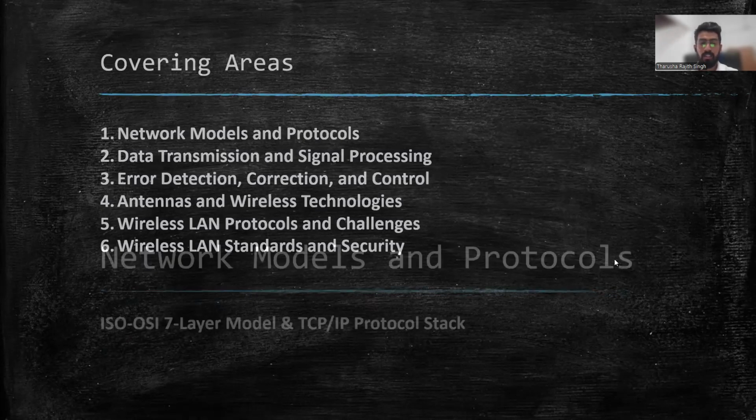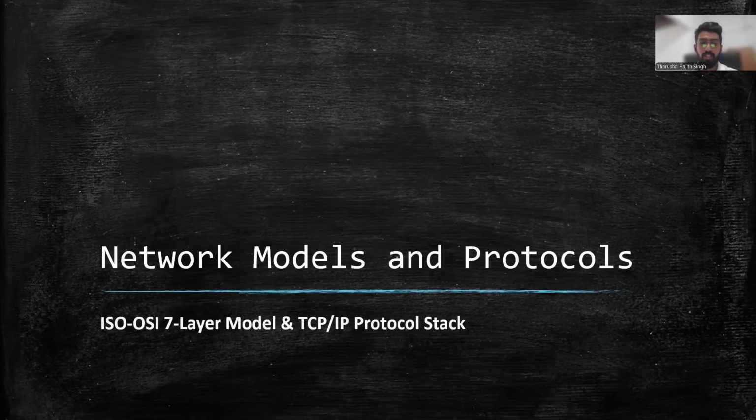Let's move on to the first category, which is network models and protocols. Under this category, I will explain the ISO-OSI 7-layer architecture and TCP/IP model. Let's begin.